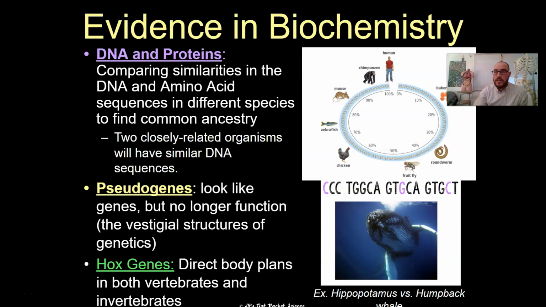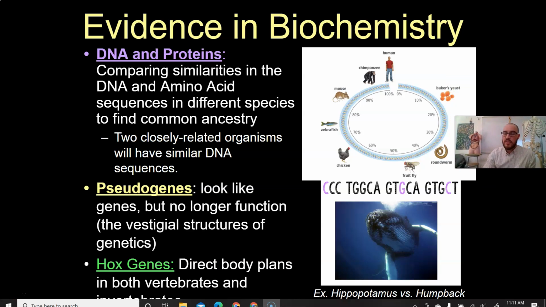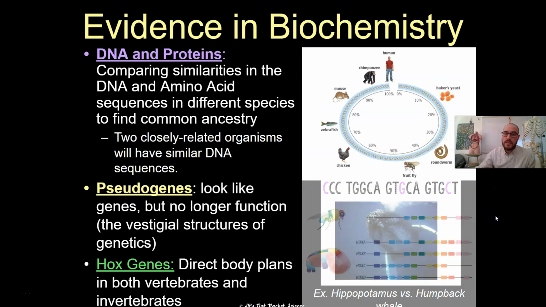All right? So here's an example of a human to a chimp to a mouse to a zebrafish to a chicken to a fruit fly to a roundworm to baker's yeast. You can kind of see the percentage of similarity there. As these things have diverged, their DNA sequences have diverged, but they still share a lot of sequences in common.